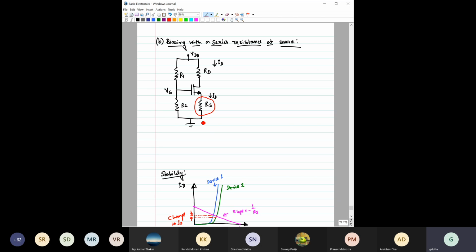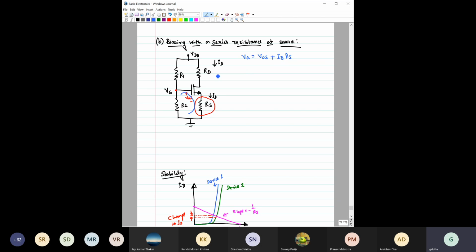So here, if you have introduced this RS, then you will see that the stability will increase quite a lot. Now, why? Let us see that. So we have introduced this RS here, and this is VGS. So let us write a KVL like this. Here, this gate voltage is equal to VGS plus ID RS, right?